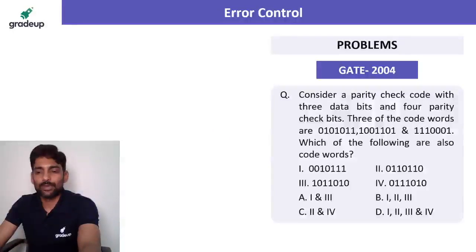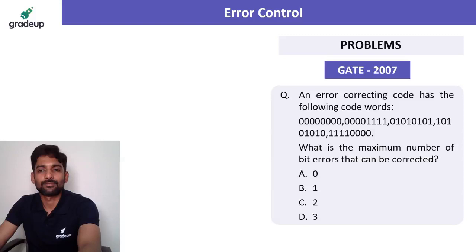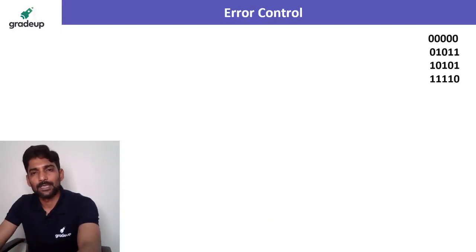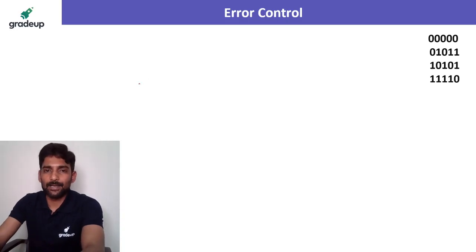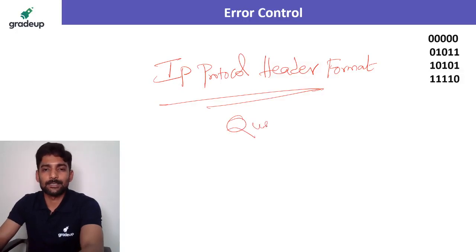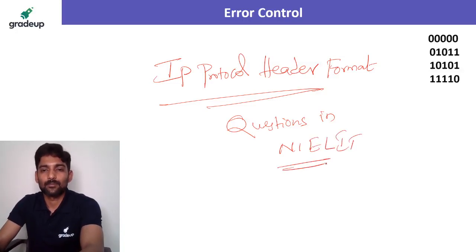Here you can see questions from the Hamming code. So we will solve these questions. Then we will move on to the next topic, that is the IP protocol header. From this also we have got questions in NIELIT, guys. We have got questions from this topic also. So once we complete this Hamming code, then we will be discussing this IP protocol header format. Okay, so stay tuned to this, guys.